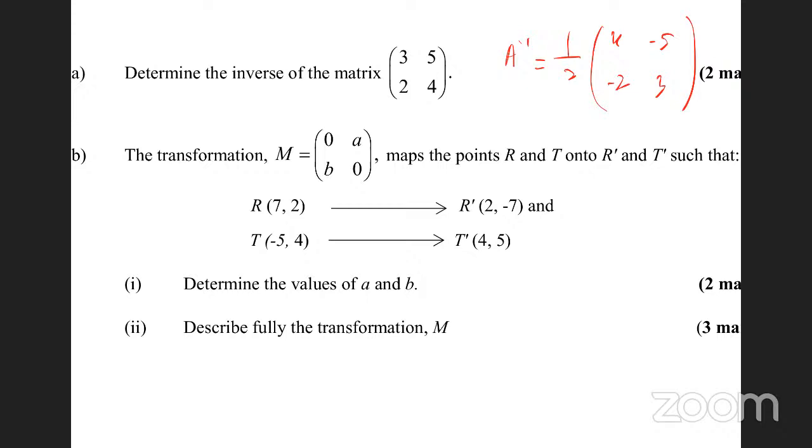All right, so they said (7, 2) maps to (2, -7), and (-5, 4) maps to (4, 5). Anybody recognize it before we work it out?